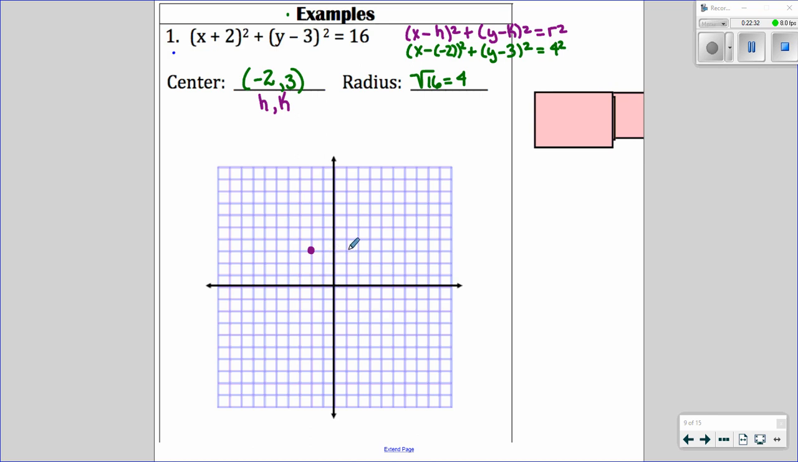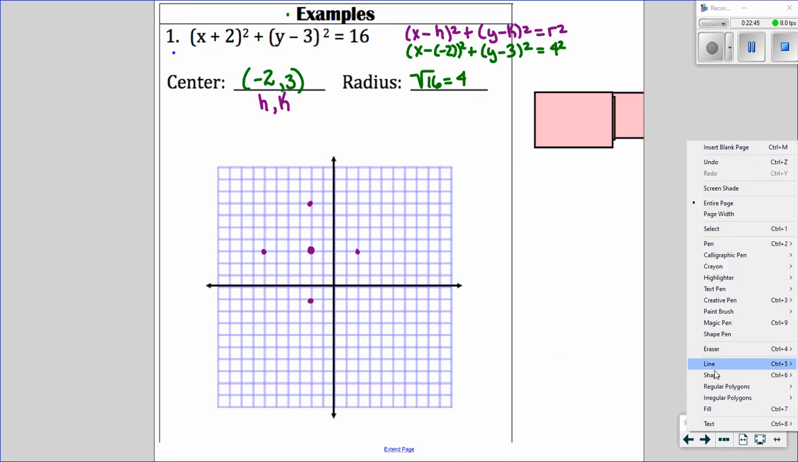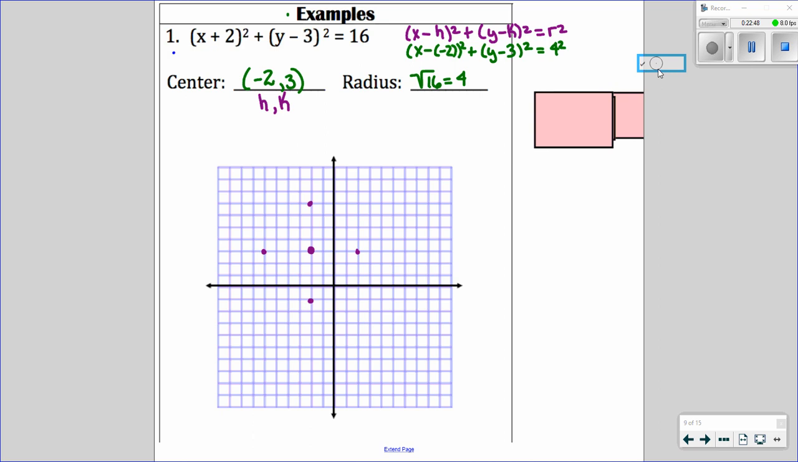So 1, 2, 3, 4, so that's going to be one point. Remember, you're trying to make a circle. 1, 2, 3, 4, and the radius, you need to have your points, 1, 2, 3, 4, to make that circle. Since I have this, I'm going to extend it a little bit more. There you go. There's our circle.